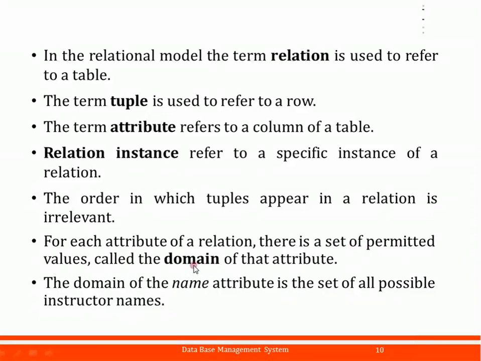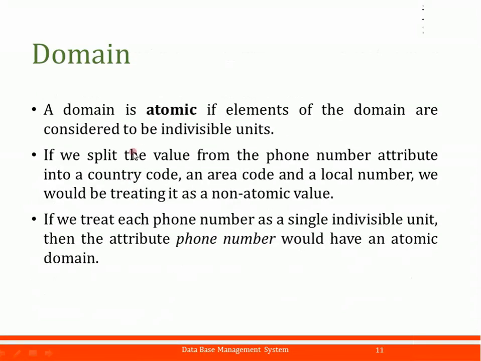For example, if you have a gender attribute, then you have a set of permissible values, which are male and female. So that forms the domain of that particular attribute. So for every attribute, you will have a domain from which all possible values will be provided. For example, the name attribute has the set of all possible instructor names of the organization.